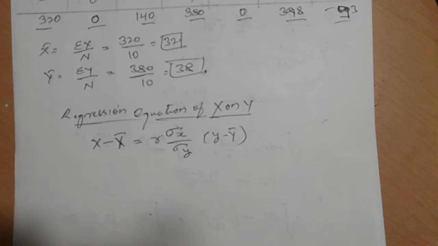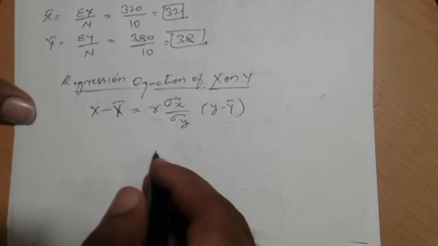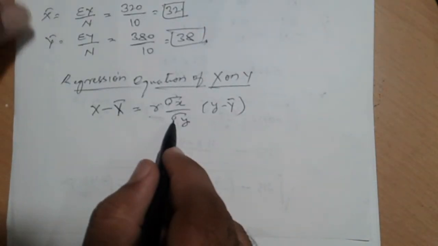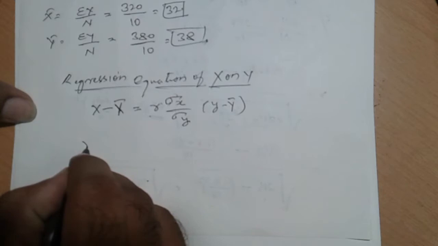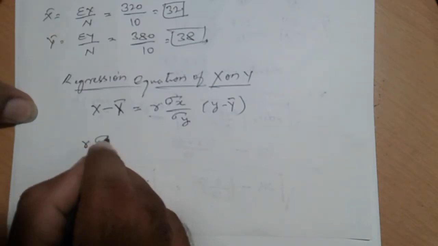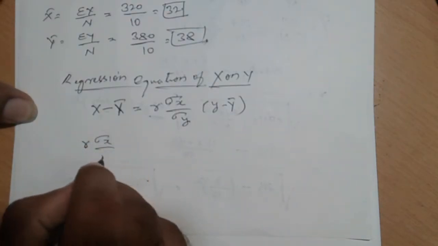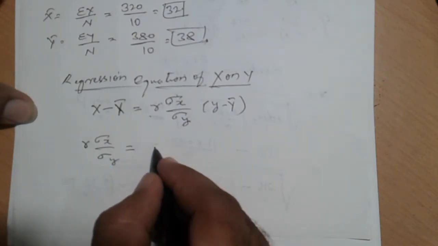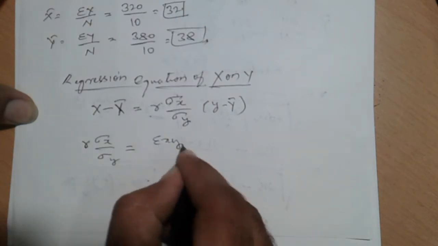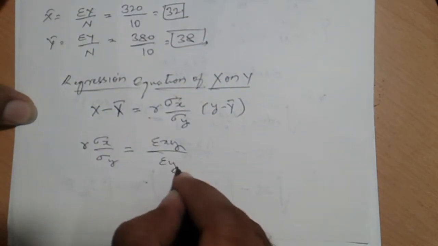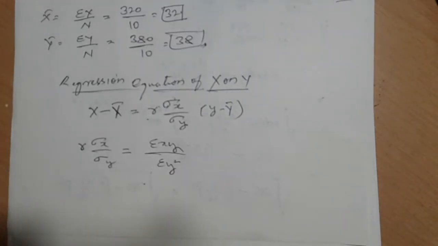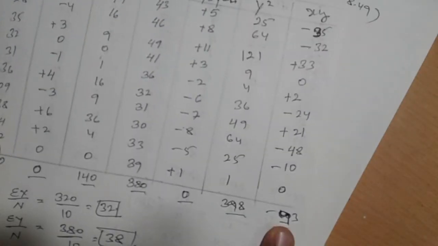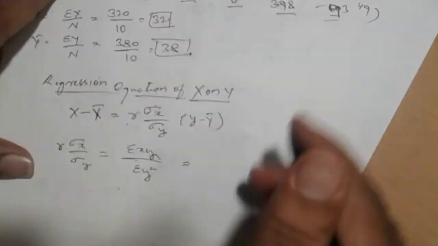Let's substitute the answers. But before substituting, we don't have the standard deviation values, so we can change this formula. R times standard deviation of x on y, this formula can be written like this: sigma xy divided by sigma y square. We can take this value. So here I'm taking sigma xy. What is the xy value? Minus 93. What is the y square? 398.